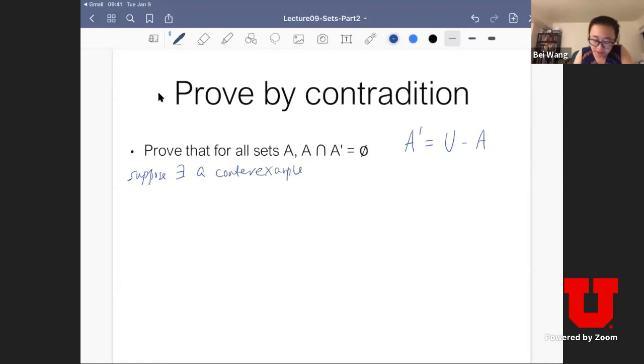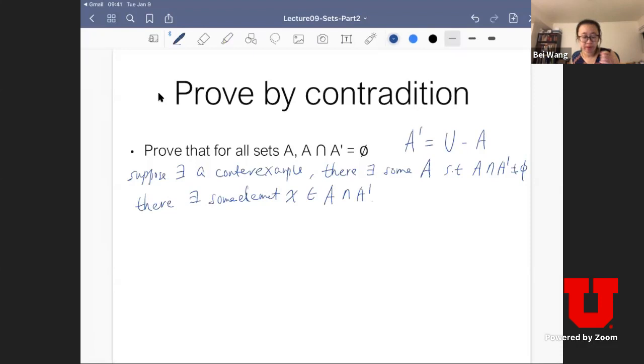So that means there exists some set A such that A intersect A prime is not empty. Because it's not empty, there exists some element X that belongs to A intersect A prime. By the way, this is just a sketch. If I want to prove by contradiction, we first assume that there exists a counterexample, which means that A intersect A prime is not empty, and there exists at least one element X that is in the intersection.